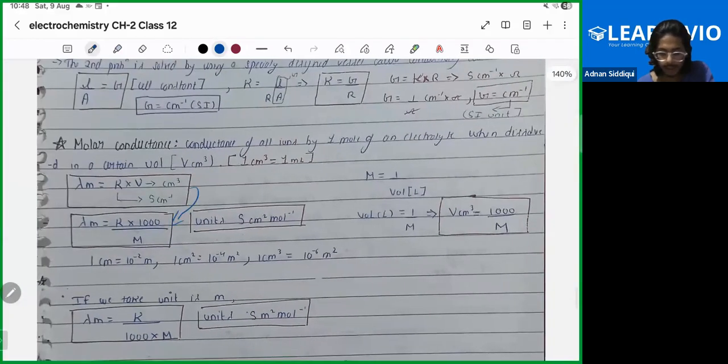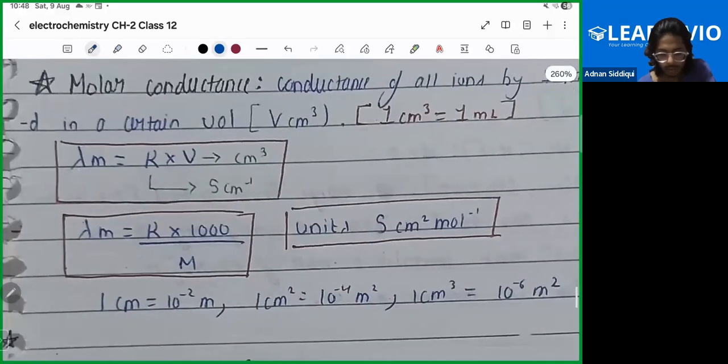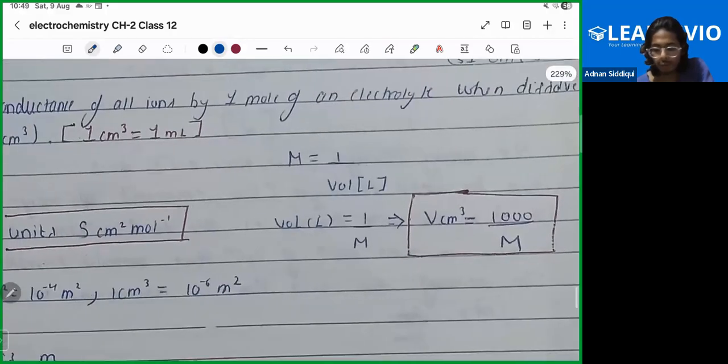You might be wondering how we derived this kappa into V into this kappa into 1000 by M, right? Because in this formula, we don't have anything which we can use to relate moles. But as molar conductance is given, we need something which is using the molar term. So how did we do this? Lambda m, which is your molar conductance, is conductivity times volume. And if we go back, what is the formula for molarity? Number of moles divided by volume of solution in liter. This is your molarity or not?